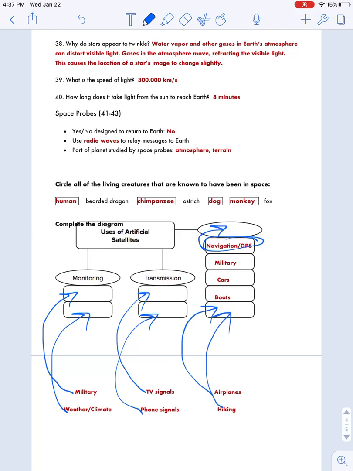We all love Google Earth, and that is because of these artificial satellites. So when you're up getting a bird's eye view, you can see so much more and see things in such a different perspective than if you were on the ground.